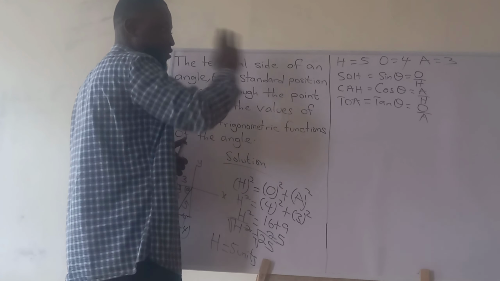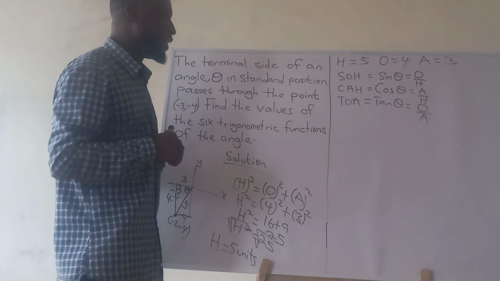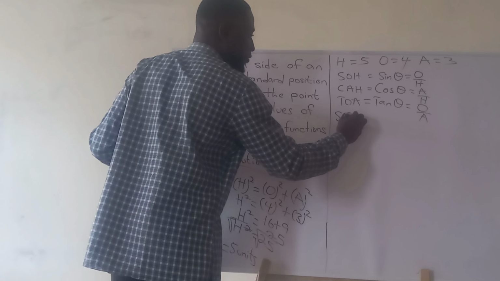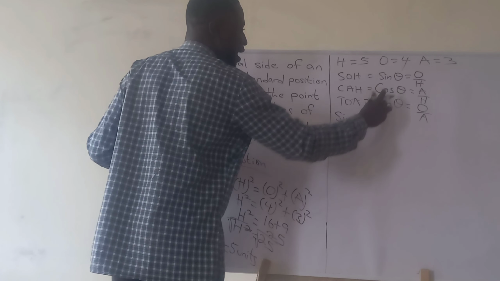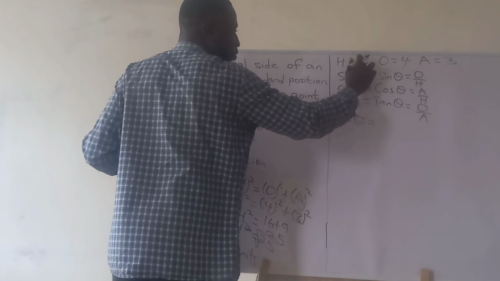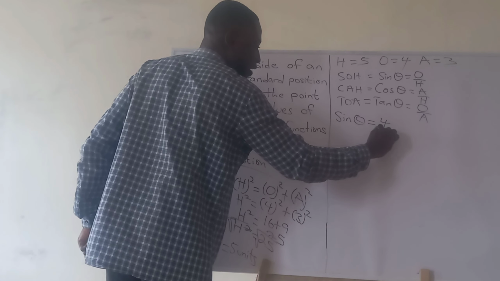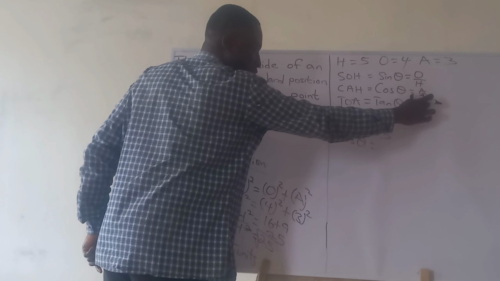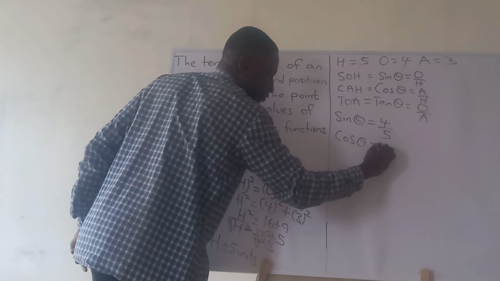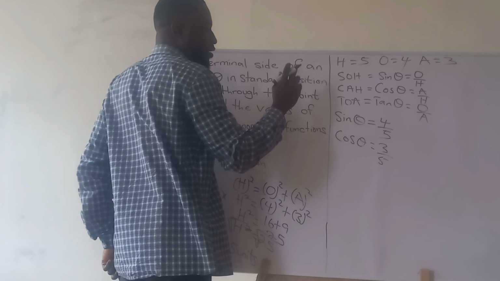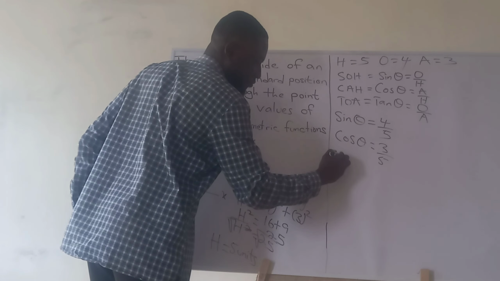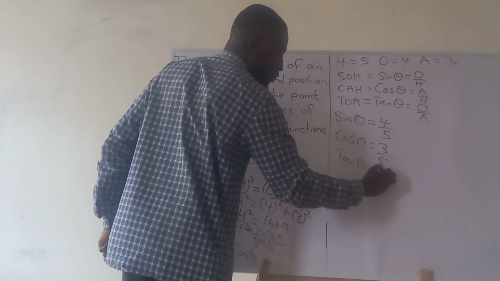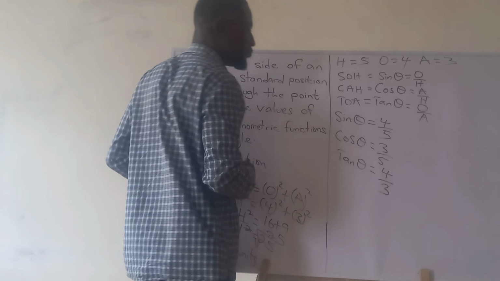After doing this, the next move is to plug in your values. So sine theta, which is opposite over hypotenuse. Opposite is 4, hypotenuse is 5. So 4 over 5. Good. Cos theta, which is adjacent over hypotenuse. So 3 over 5. Good. Tan theta, which is opposite over adjacent. So 4 over 3.